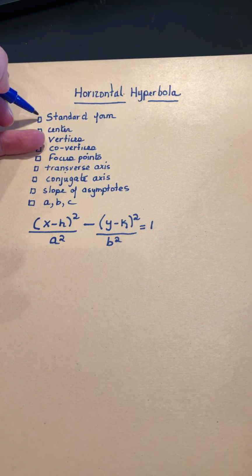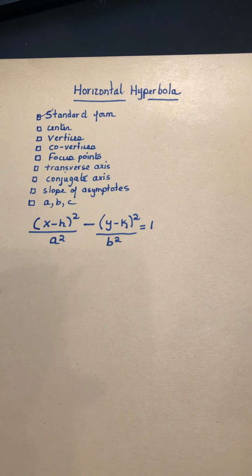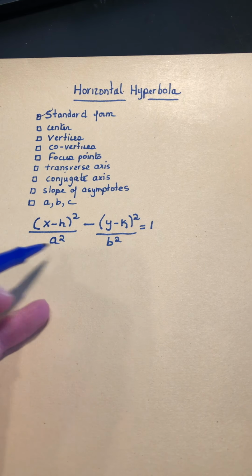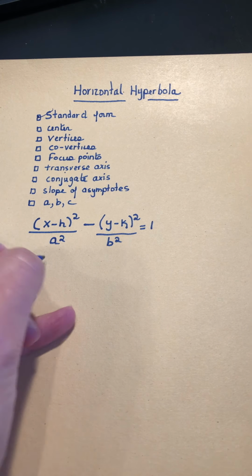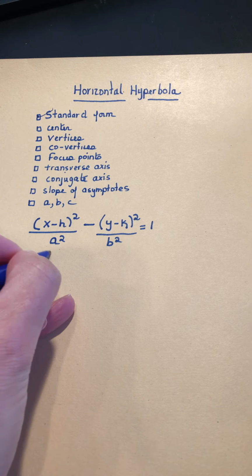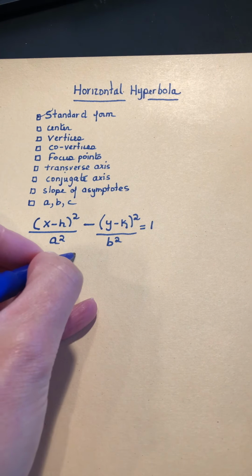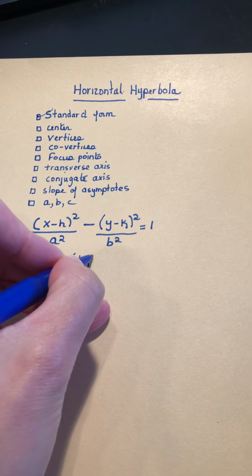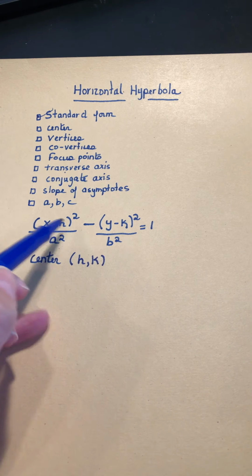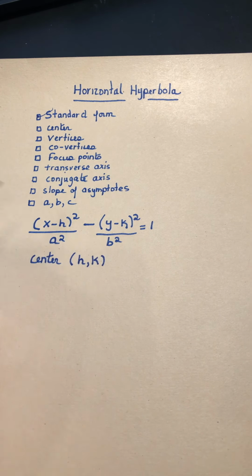Now, once we understand standard form, let's talk about how to find the center. And the center is going to be relatively straightforward. It's going to be just like all the other centers we've ever found. It's going to be the point (h, k). All right, so we're going to look at that from the equation here. Okay, now let's talk about the vertices.